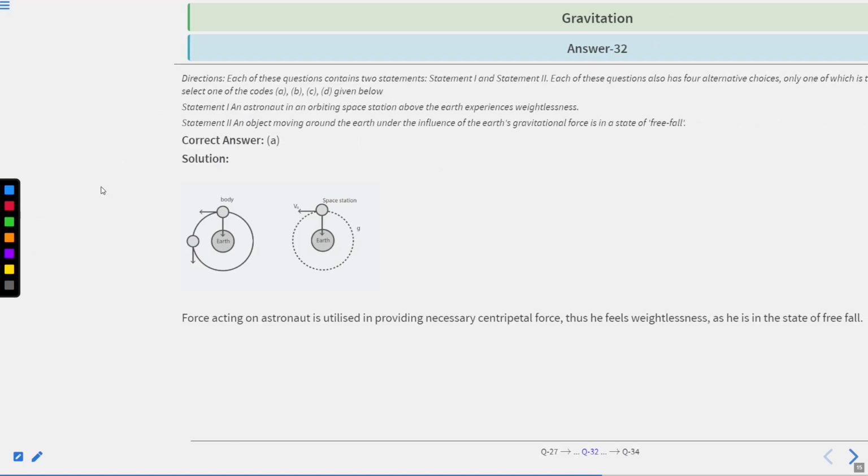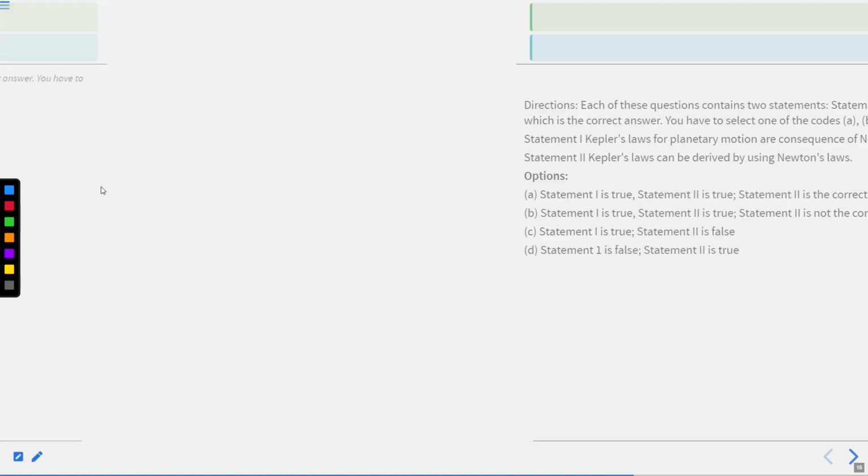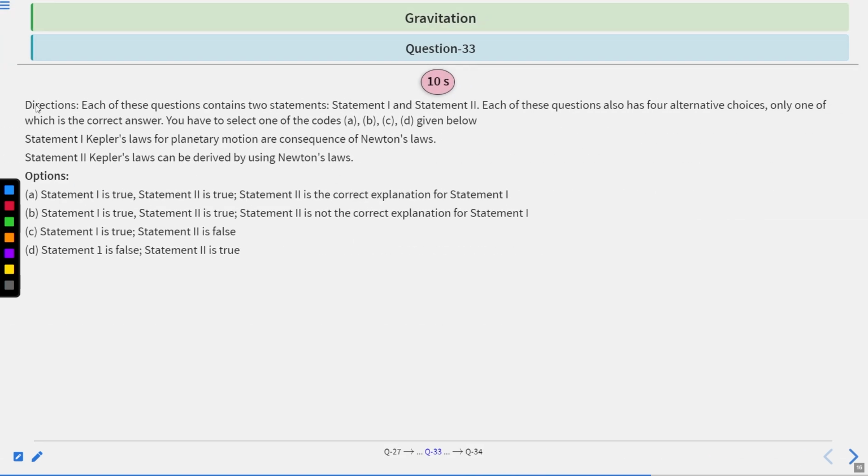Next question, question 33. Directions: same type of question. Statement first: Kepler's laws for planetary motion are consequences of Newton's laws. And statement 2: Kepler's laws can be derived by using Newton's laws. Clear? So, which statement is correct?